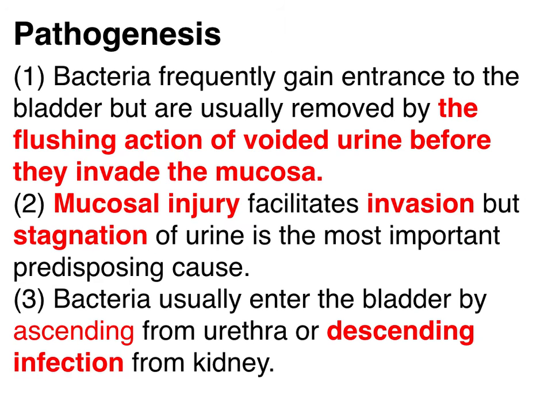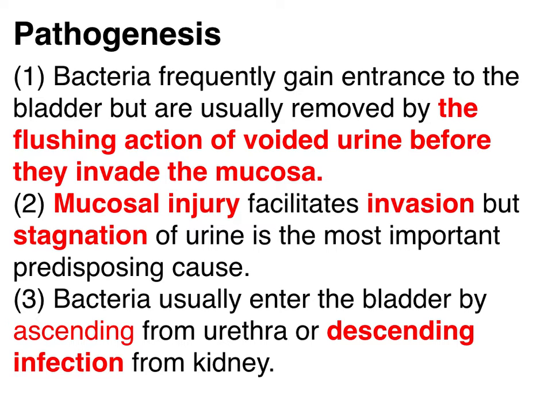أما بالنسبة للباثوجينيسيس, bacteria frequently gain entrance to the bladder but are usually removed by the flushing action of voided urine before they invade the mucosa. هذه النقطة أحب أن أوضحها بأنه البكتيريا متواجدة دائما في مدخل المجرى البولي وممكن أن تتكاثر، ولكن نتيجة عملية الإدرار المستمرة فتصير غسل فلاشنج لهذه العملية، وبالتالي يمنع تكون أو تكاثر البكتيريا في هذا المكان.